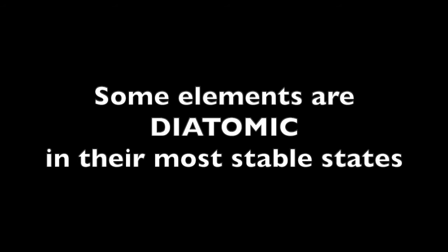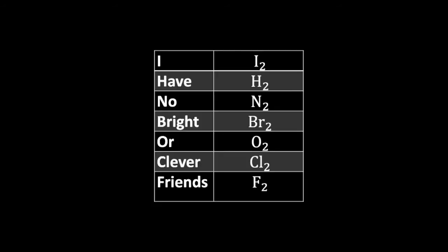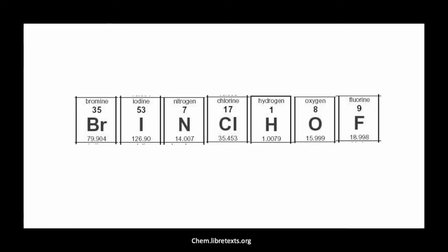However, some elements are diatomic in their most stable states. The diatomic elements are iodine, hydrogen, nitrogen, bromine, oxygen, chlorine, and fluorine. And there are a couple of ways to remember these. I have no bright or clever friends, or Brinkelhoff. And no, I do not know where that came from, but it's a thing.